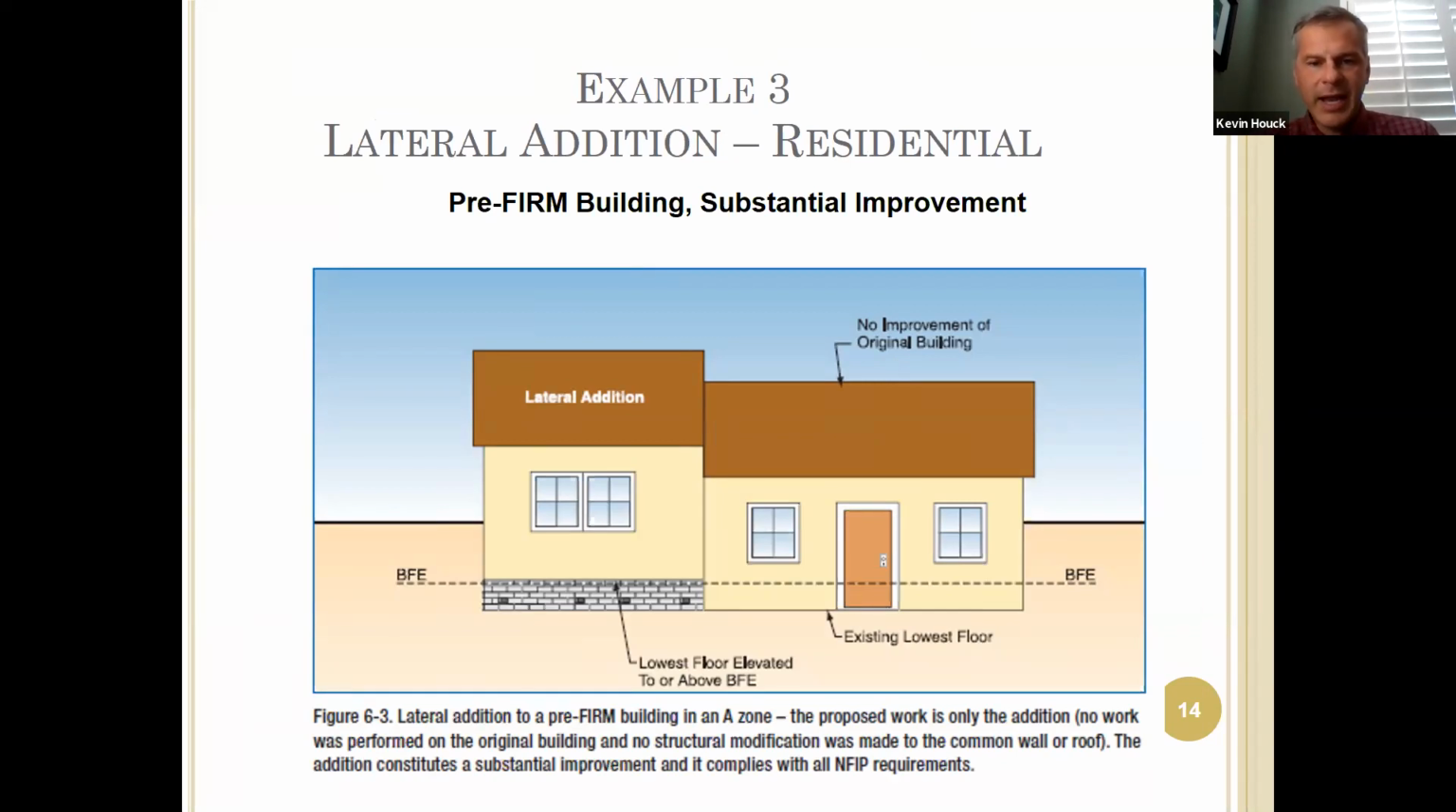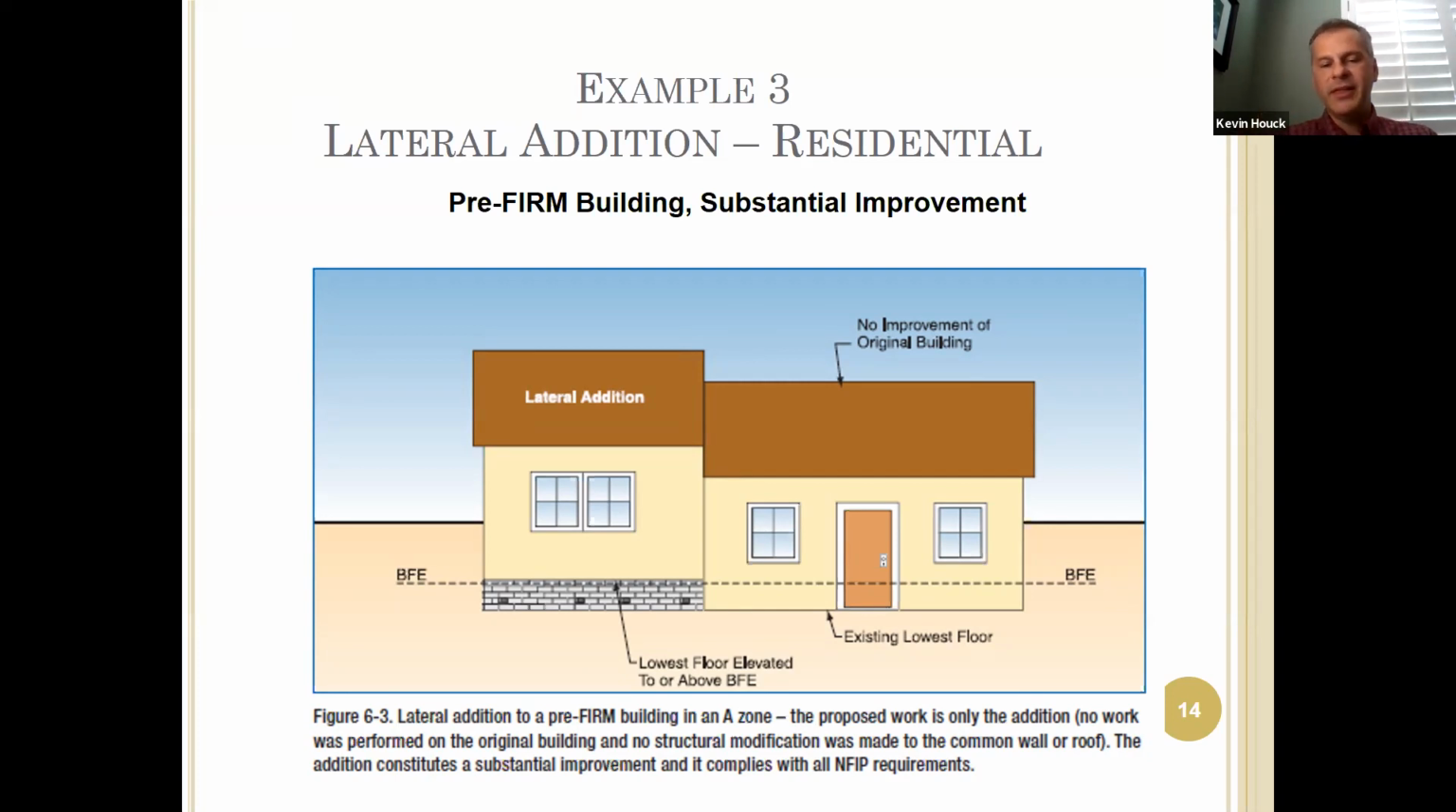Now we are looking at a lateral addition. And this is where there's kind of another wrinkle that gets added in right here. This is a pre-FIRM building, and you can see the original building is the structure on the right there. It's built so that its lowest floor is below the base flood elevation, and the property owner wants to come in and build a lateral addition to the right, okay? And it says on the bottom there, the proposed work is only the addition.